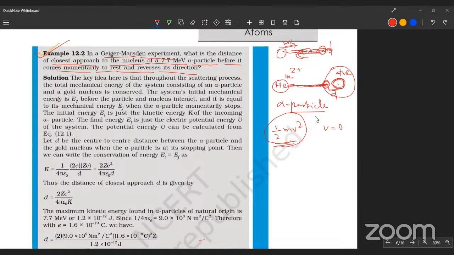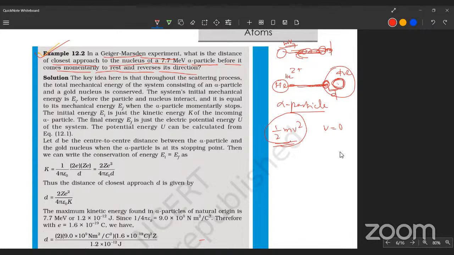Now, what is potential energy? What is the electrostatic potential energy formula? You understood the concept? Potential energy is not mgh. mgh is when the object is at a certain height from the ground, due to gravitation. Here, it is the electrostatic potential energy that we have learned in chapter number 2.